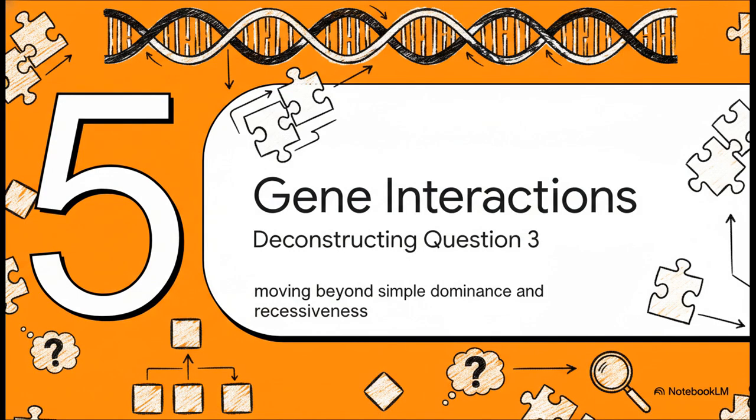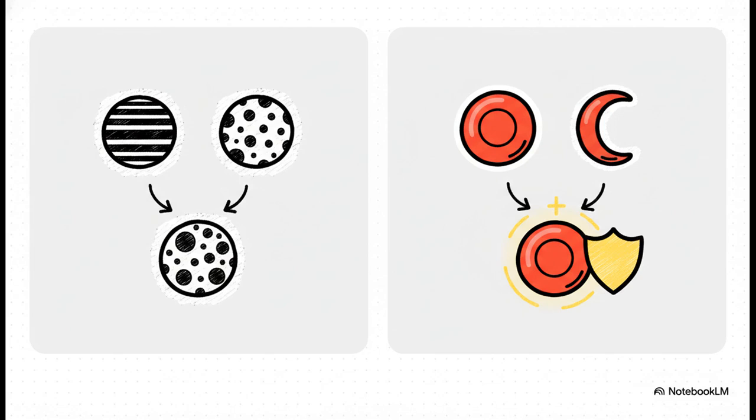For our final section, we're moving beyond the straightforward rules of Mendelian genetics. Question 3 is basically a vocabulary test, asking us to tell the difference between several pairs of more complex genetic terms. This is really testing our grasp of the nuances and exceptions to the rules, which is where genetics gets really, really interesting. First up, we have codominance versus overdominance.